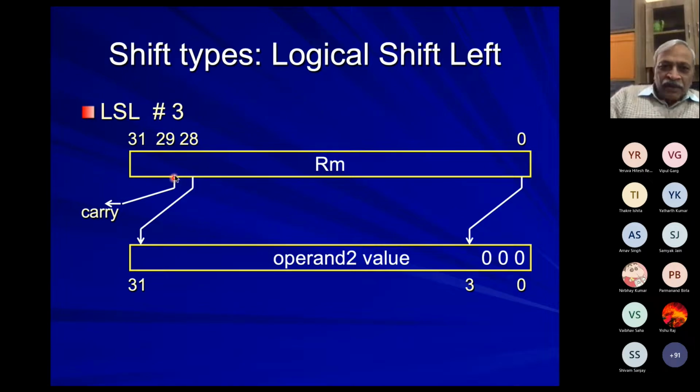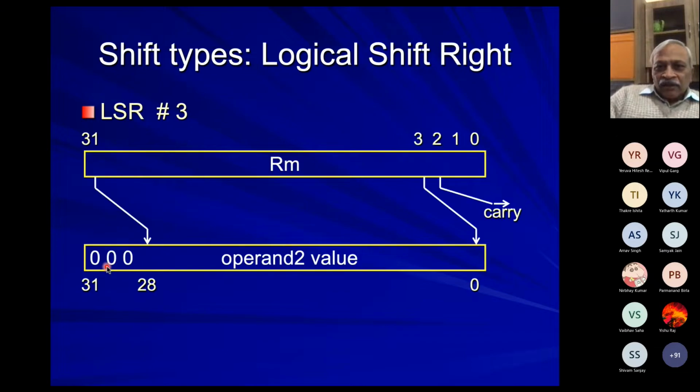Also, one additional thing is that the last bits, basically 29, 30, 31, are getting lost, they are getting shifted out. Out of these, 29 you could consider as the last bit which is going to be thrown, and that will be preserved in carry. So as a result of this instruction, carry flag would be set if bit number 29 was 1. Carry flag would be reset or made 0 if bit number 29 was 0.